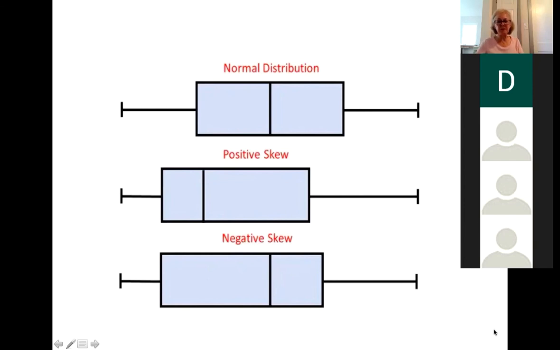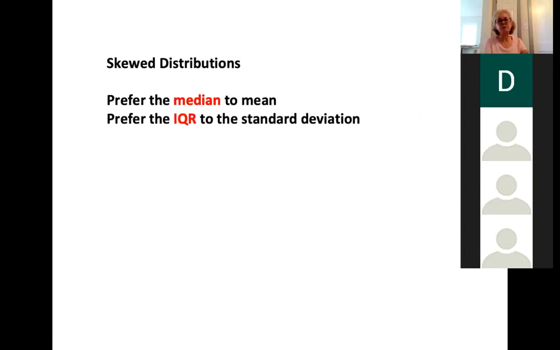So you can see skewness on histograms, you can see it on box plots. If your distribution is skewed, it's going to be a problem. The mean and the standard deviation aren't going to be representative of the data. They're going to be inflated or deflated. So you're going to prefer the median and the IQR when you have skewed distributions. If it's symmetrical, go with the mean and the standard deviation.